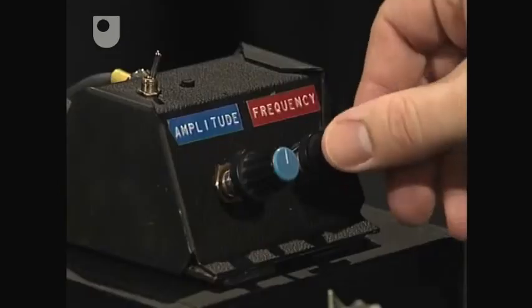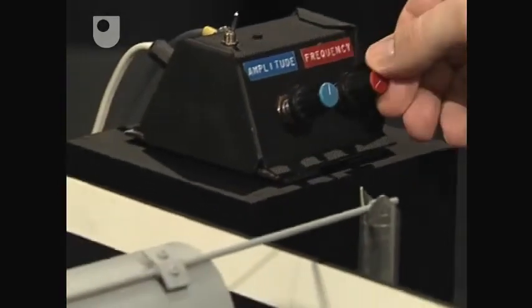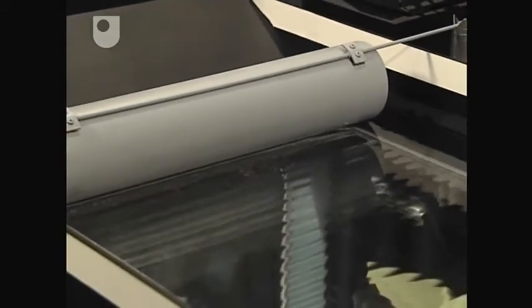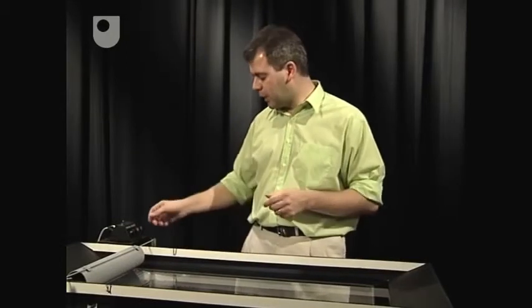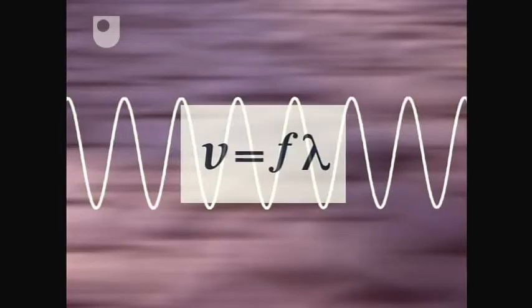Now, if I double that frequency to about 12 hertz, that means that the frequency of the water waves is about 12 hertz, but the wavelength has halved, so the speed remains the same. And if I were to decrease the frequency again by a factor of 2, then the wavelength would double, and once again the speed would remain the same.